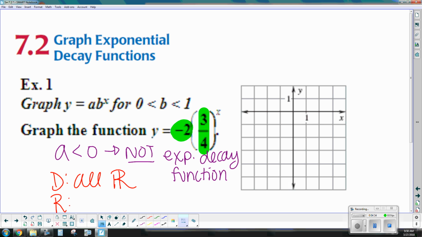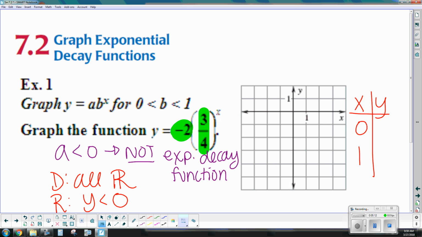And then looking at our range is going to be a little bit different because we're multiplying by a constant of -2 instead of a constant of 2. So as x gets larger, 3/4 to the x power is going to get closer and closer and closer to 0. So our range is going to be y is less than 0. And we can plug in a couple points to see that.